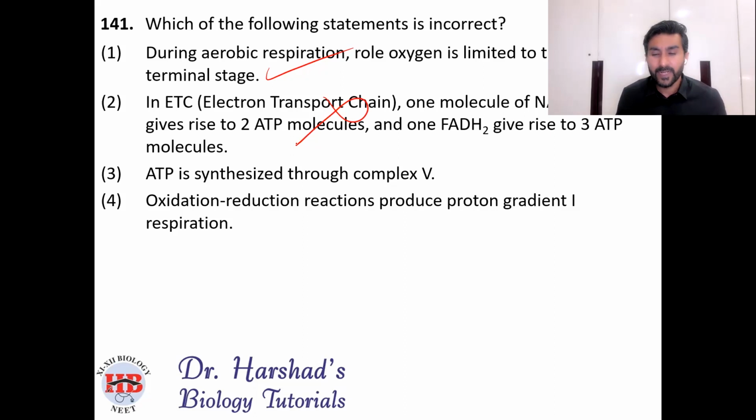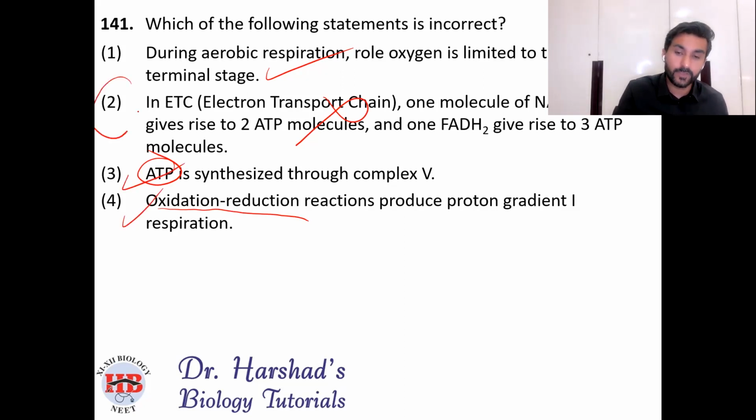Again, I don't have to read the other statements, but we will do that. We know that ATP is formed by the head of the F1 particle, which is complex number 5. Oxidation reduction reactions produce a proton gradient. Yes, it is the H plus movement which causes chemiosmosis. So this is a correct statement, correct statement, correct statement. Option number 2 is the incorrect statement. That would be our answer.